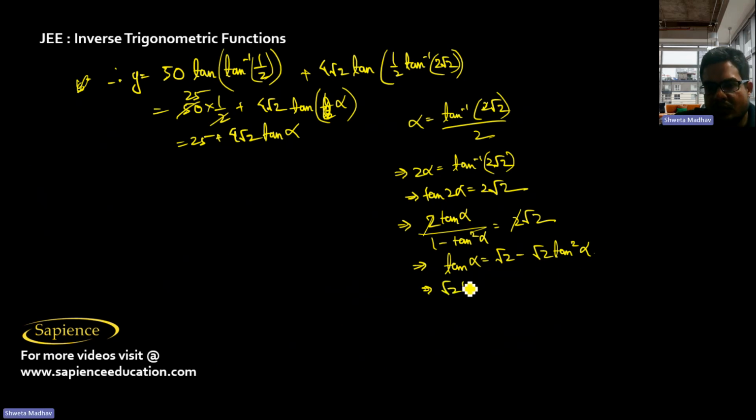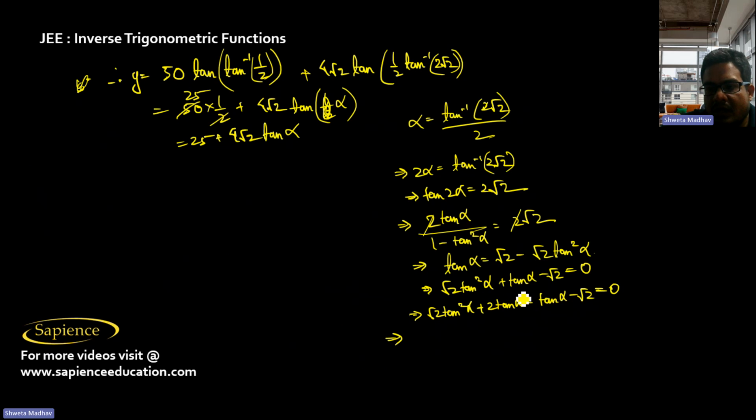So therefore root 2 tan square alpha plus tan alpha minus root 2 is equal to 0. So root 2 into root 2 is 2, so 2 minus 1 is 1. So I can say this will be root 2 tan square alpha plus 2 tan alpha minus tan alpha minus root 2 is equal to 0.